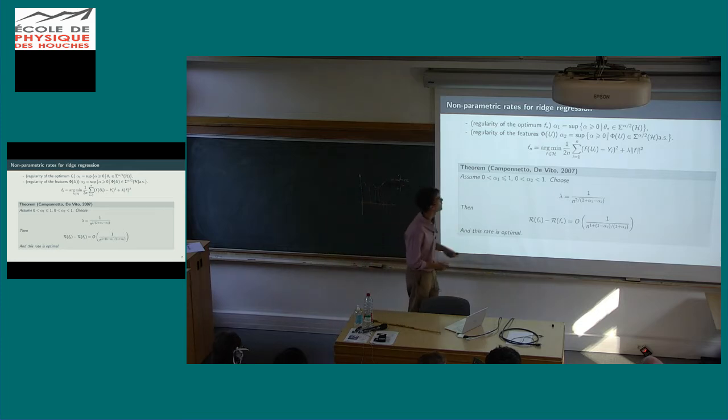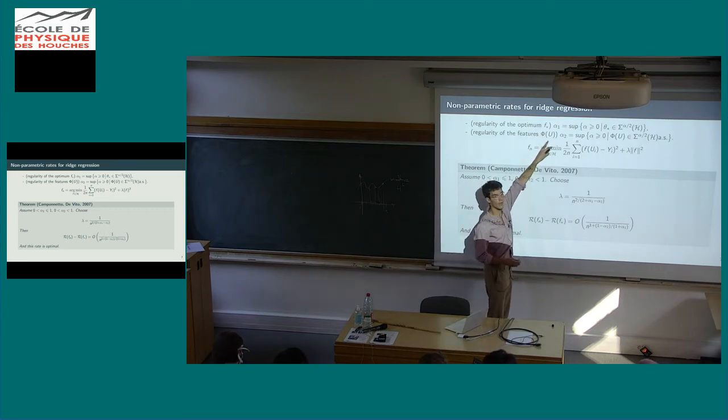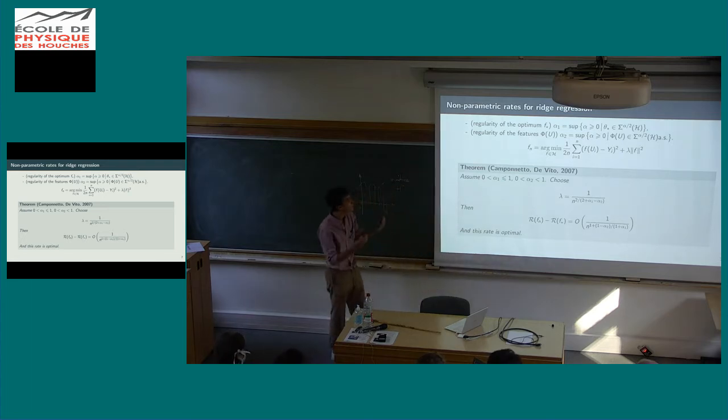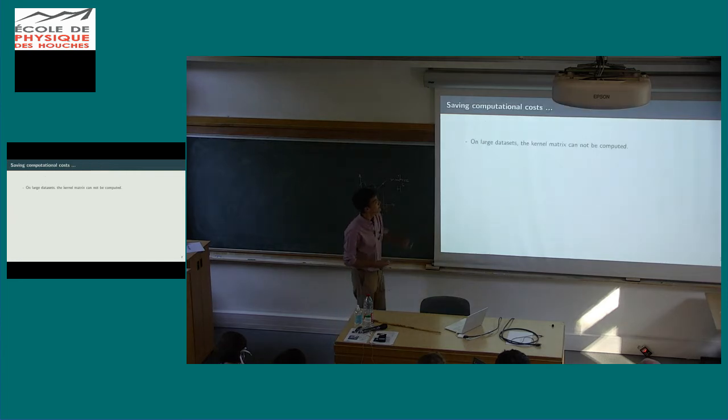What does it mean? If you take the class of problems that have these two exponents, you cannot make a method that goes faster than this in the worst case. Okay? So, in some sense, this is great. Ridge regression is great, and you understand very well what happens, how you should penalize. But Florent told you the kernel matrix cannot be computed, so you cannot run ridge regression.